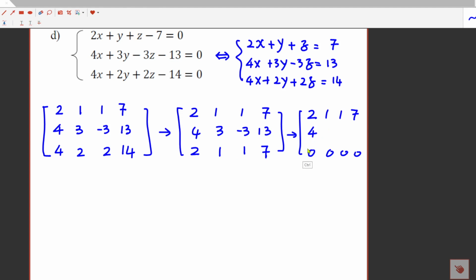And of course, you can also use the first row times -2 added to the second row. The second row becomes 0, 1, -5, -1, right? So the last equation is actually useless because 0x plus 0y plus 0z is also 0. So that'll leave us an unlimited number of solutions.